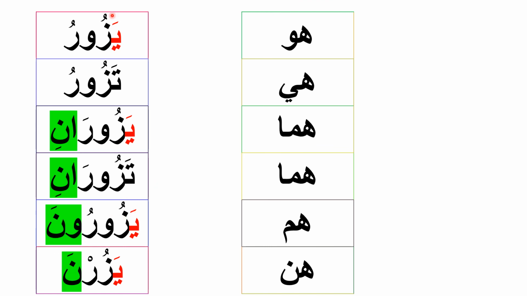As you notice, the verbs of the third person usually begin with the letter ya. It means that you are talking about someone else. هو يزور, he visits.